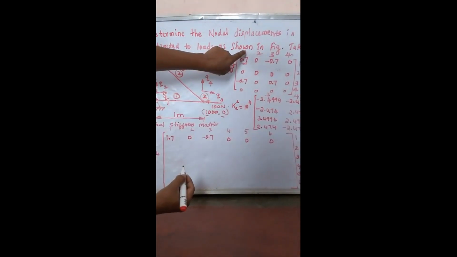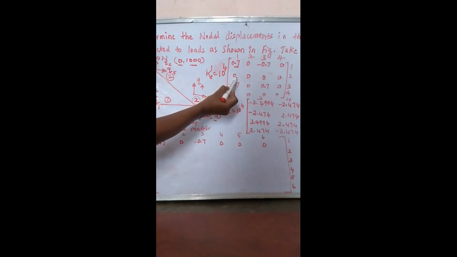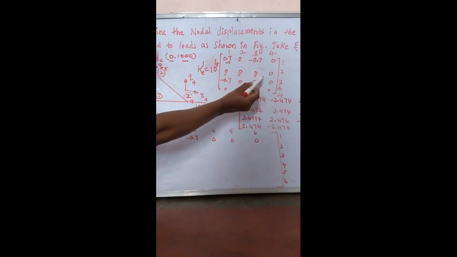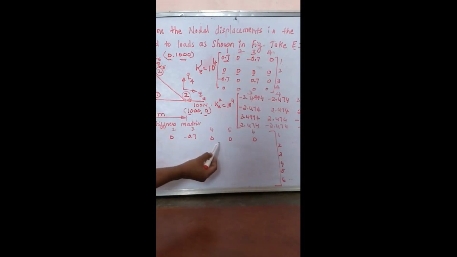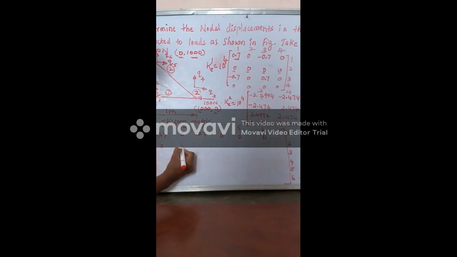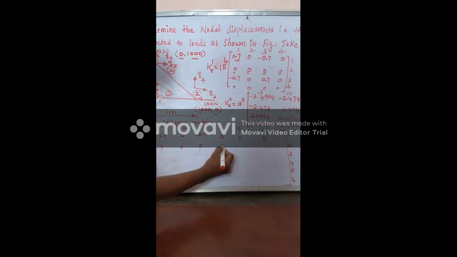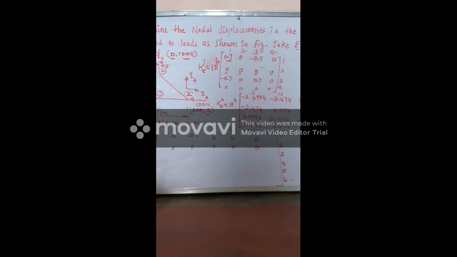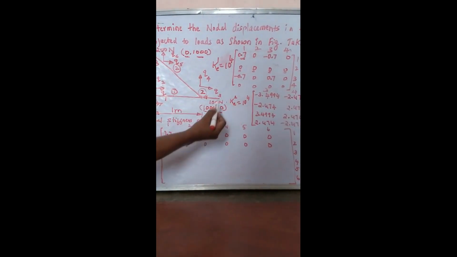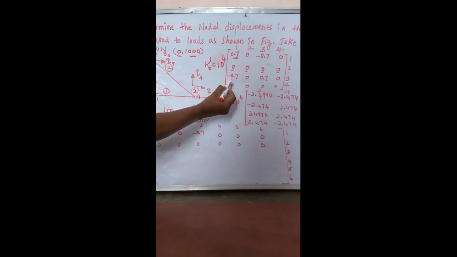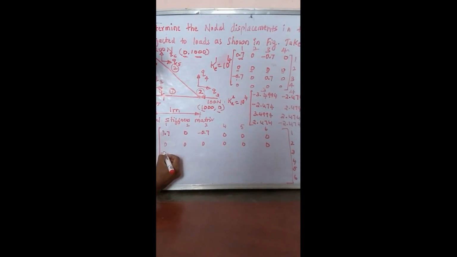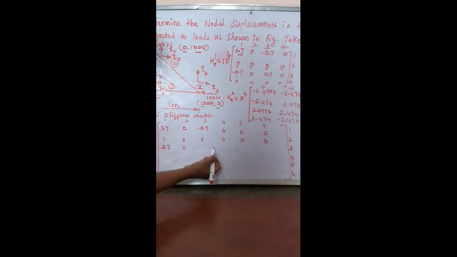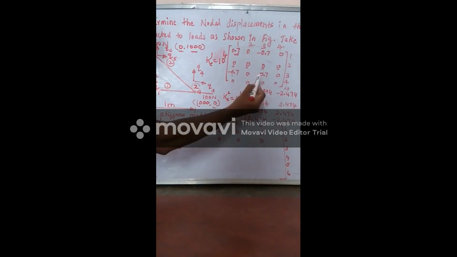Now similarly 1 cross 2, you can see 1 cross 2 is 0, 2 cross 2 is 0, 3 cross 2 is 0, 4 cross 2 is 0. So 0, 0, 0, 0, 0. 5 cross 2 is also 0 and 6 cross 2 is also 0. Now when it comes to 1 cross 3, minus 0.7, 2 cross 3 is 0, 3 cross 3, now we should be careful here.